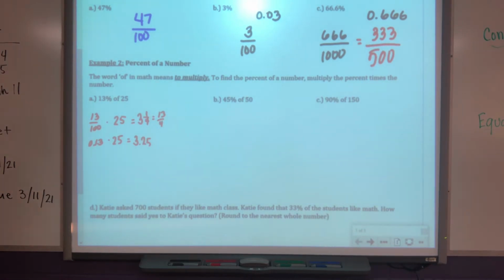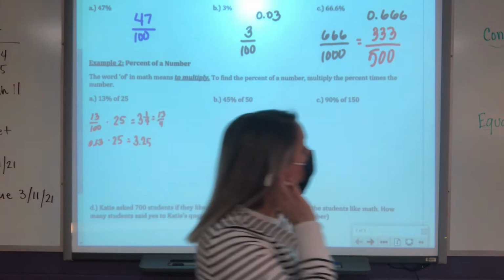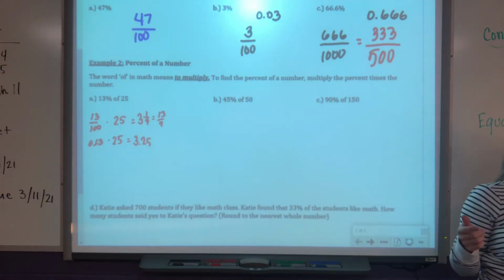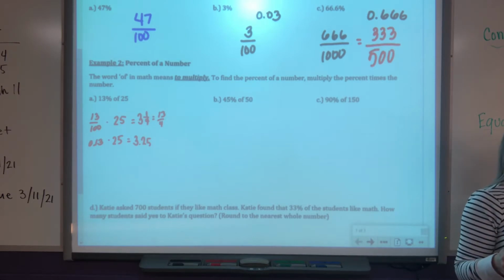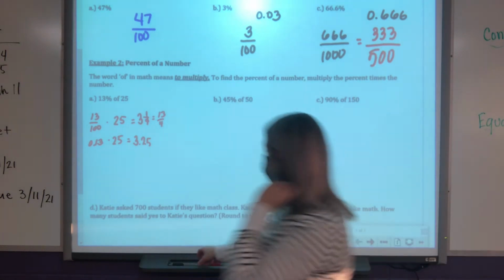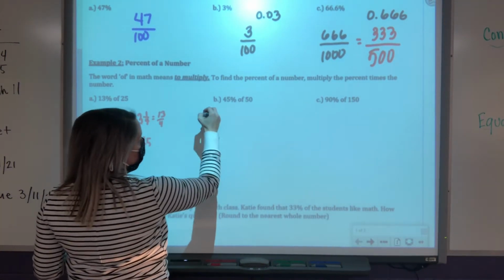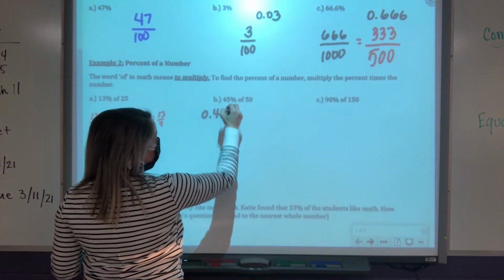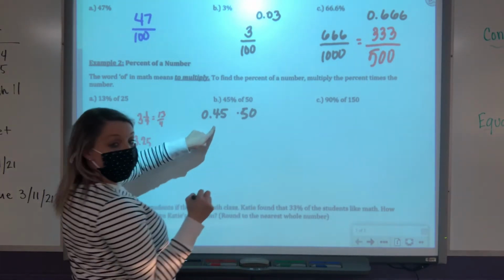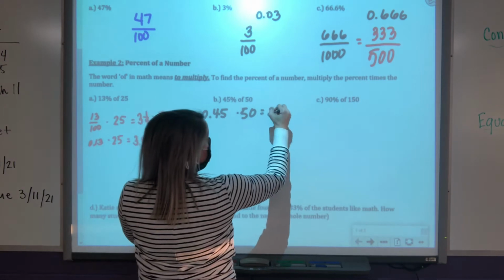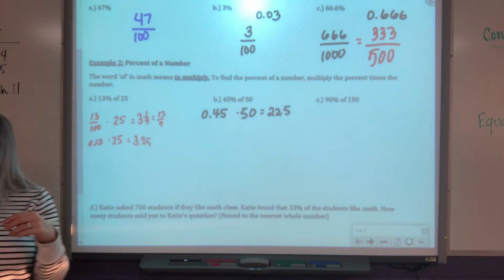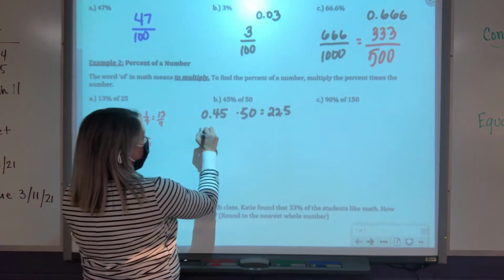Connor? Say it one more time. 22 and 5 tenths? Yeah. Agree, disagree? Did anyone else get something different? Gabriella? 22 and a half. So 45% we can rewrite as 45 hundredths times 50. So when Connor did that, he got 22 and 5 tenths. So then, Gabriella, you did a fraction, yes?